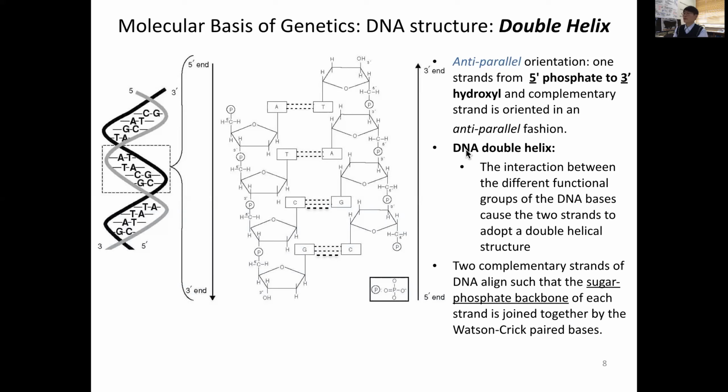So this forms the DNA double helix, and the interaction between the different functional groups of DNA bases causes the 2 strands to adopt a double helical structure. These 2 complementary strands of DNA align such that the sugar phosphate backbone, these sugars, are outside, while inside the bases of each strand join together. And that is the key idea of Watson and Crick base pairs.